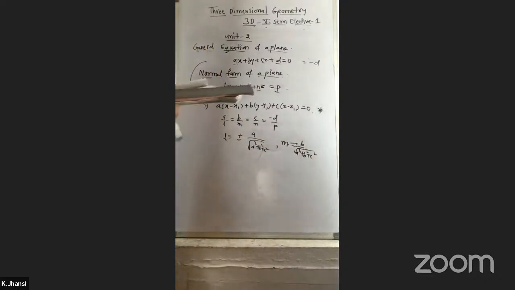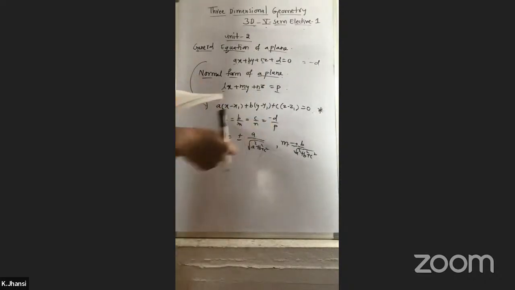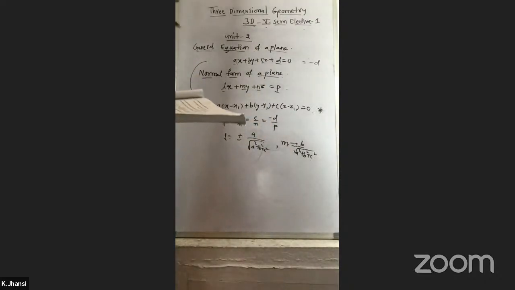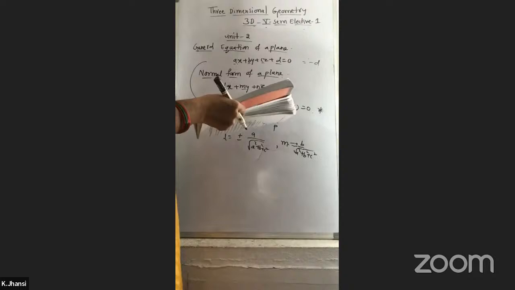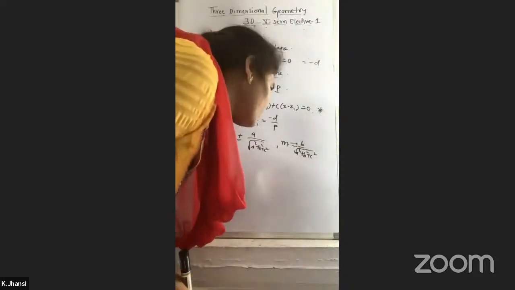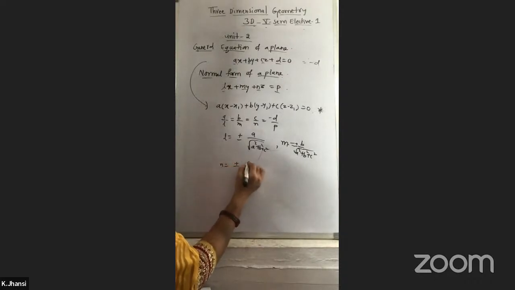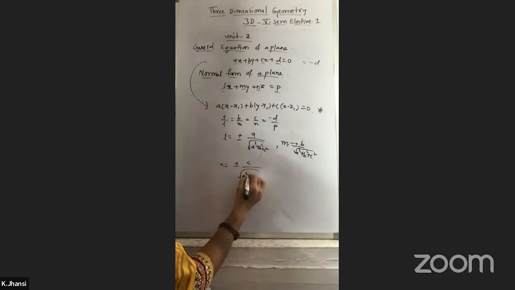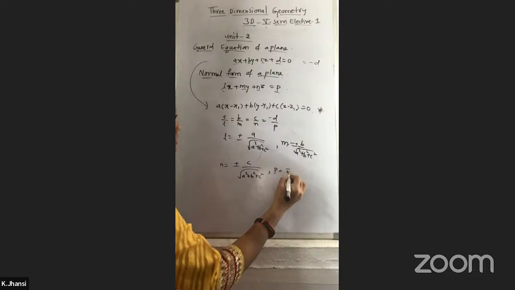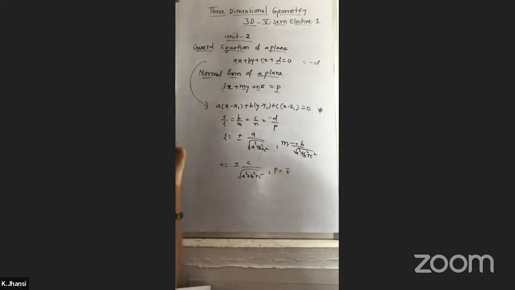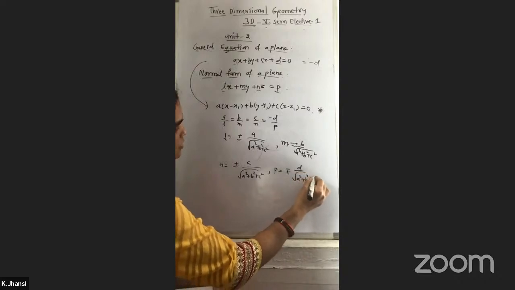Similarly, n value also. Next p will be, that is p value. Here p is there, no? P is equal to plus or minus, reciprocal you will get. Here already minus sign is there, so minus will become plus and plus will become minus. So n will be, so p will be minus plus d by root of a square plus b square plus c square.